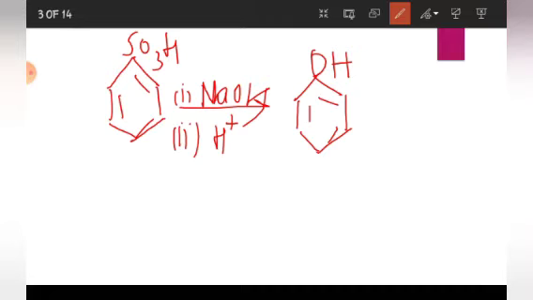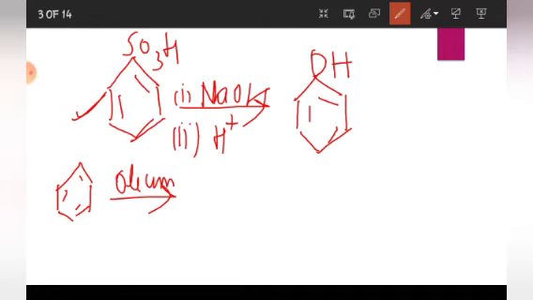Now if you refer to your NCERT, then before this one more step is given: first they have taken benzene and then treated it with oleum. It is written that benzene is treated with oleum. Then what you will get? Benzene sulfonic acid. This you will get, and then you can do this final step.